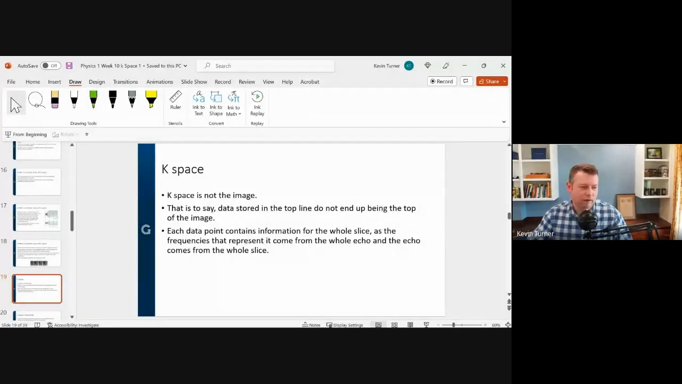All right. So the middle of K-space doesn't represent the middle of your patient, and it doesn't represent the middle of your image. It is a mathematical domain. It doesn't actually exist. A theoretical construct to explain how we image, if you will. All right. So each data point contains information for the whole slice. That's because all of the protons were pushed into the transverse plane in the entire slice, as the frequencies that represent it come from the whole echo, and the echo comes from the whole slice. Right? So the middle of K-space does not correspond to the middle of the image. These are two separate things.